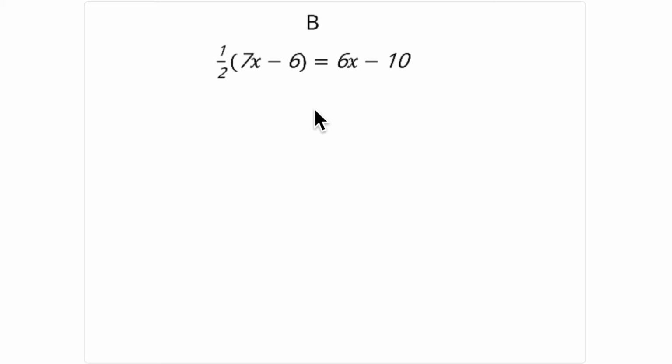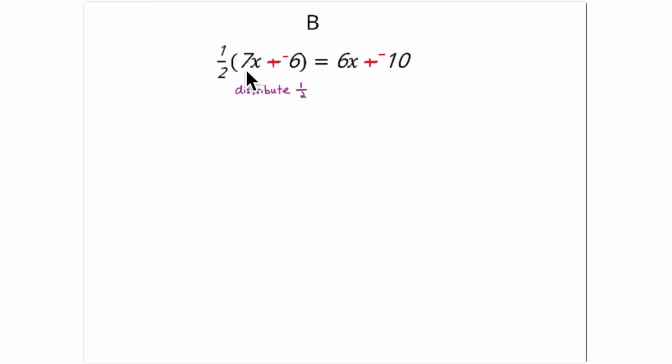Before we do that, I am going to change the subtraction. So subtracting a positive 6 to adding a negative 6. Once again, it's the inverse operation of addition and using the additive inverse of a positive 6, which is negative 6. Same over here. Inverse operation is addition. Additive inverse of a positive 10 is negative 10. So 6x plus a negative 10, 7x plus negative 6.